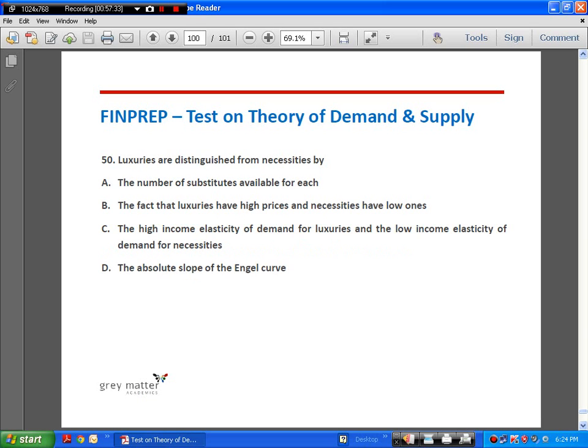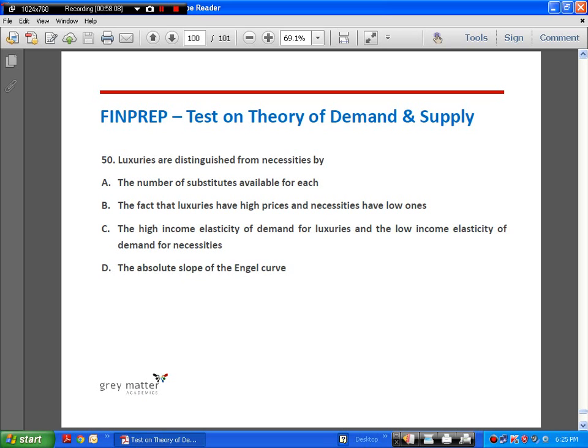The 50th question. Luxuries are distinguished from necessities by A. Number of substitutes available for each. B. The fact that luxuries have high prices and necessities have low ones. C. The high income elasticity of demand for luxuries and low income elasticity of demand for necessities. D. The absolute slope of the Engel curve.